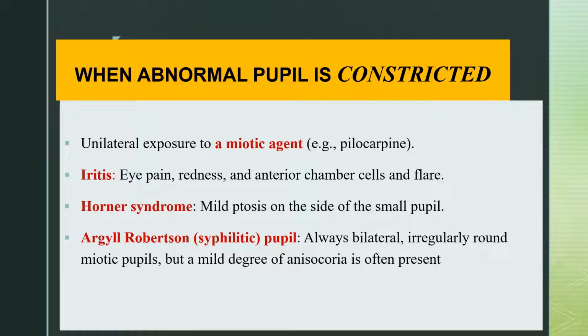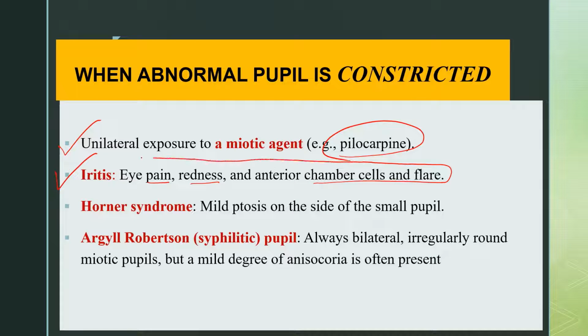Now let us find out what the causes of a constricted pupil causing anisocoria are. Here the cause could be unilateral exposure to a meiotic agent, right? This meiotic agent is pilocarpine. Pilocarpine causes constriction of the pupil, so that could be a cause. Number two is iritis, which is a type of anterior uveitis in which the patient will have eye pain, redness, and anterior chamber cells and flare. So usually these signs will tell you that the patient is suffering from iritis, and that is the reason for anisocoria.